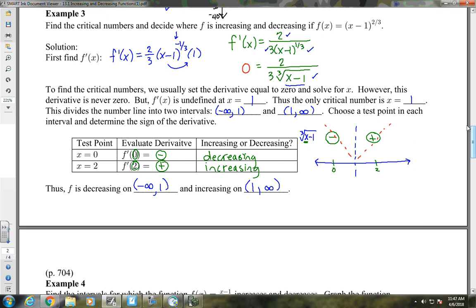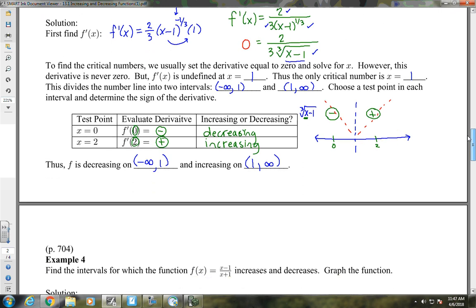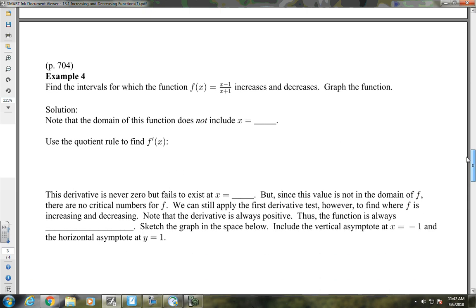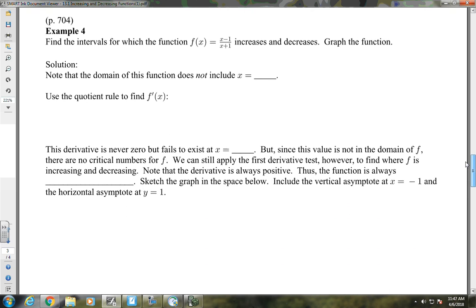Okay, so the point of that example is to make you realize critical numbers are where your derivative is 0 or where your derivative is undefined. Let's go ahead and work one more example. Example number 4: find the intervals for which the function is increasing or decreasing, and then graph the function.